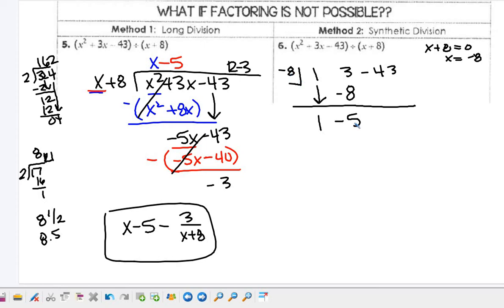Multiply. Negative 8 times negative 5 is positive 40. And then we add, and we get negative 3. The last number is always your remainder. Notice we have the same numbers.